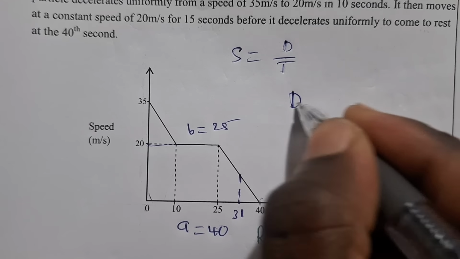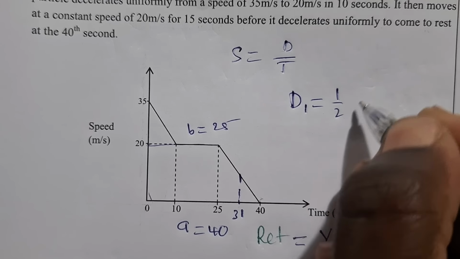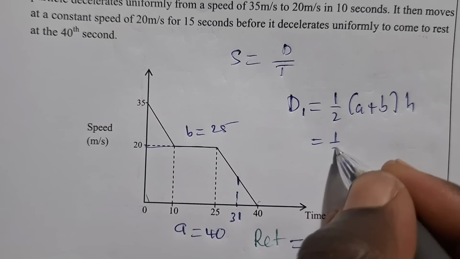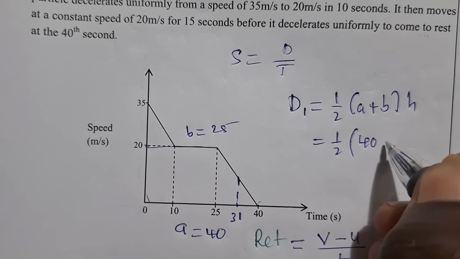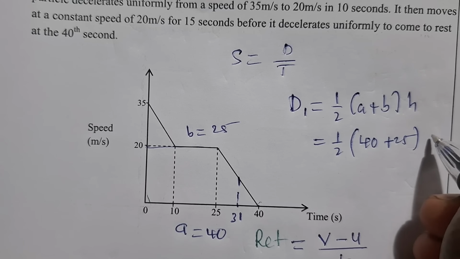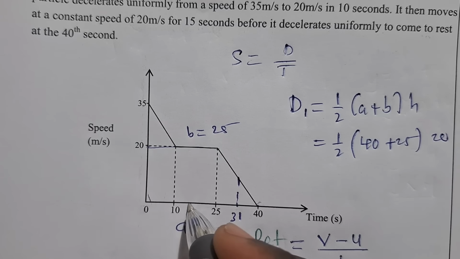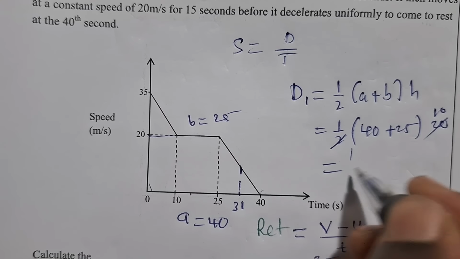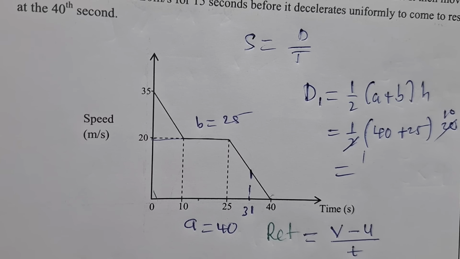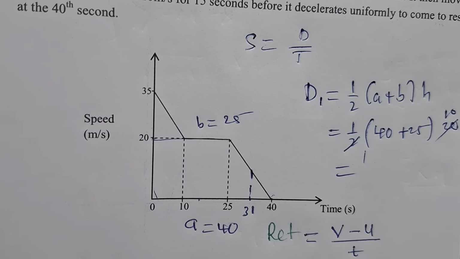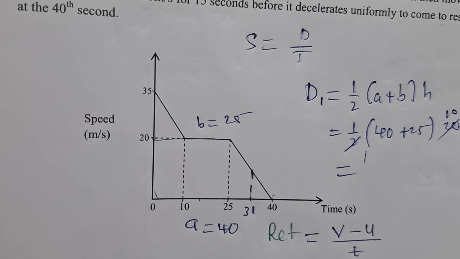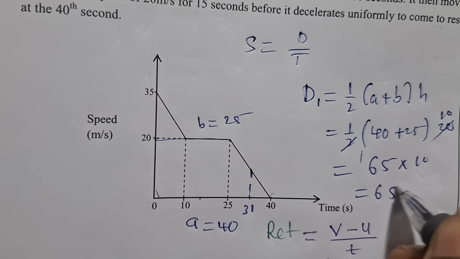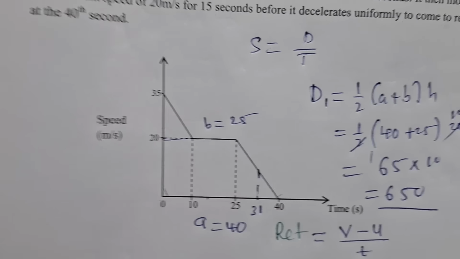So we shall say distance 1 is equal to 1 over 2, A plus B, times H. So 1 over 2, our A is 40 plus 25, and then our H will be equal to 20. The distance from here to here is 20. So this, and it's 1 here it's a 10. We add them, 40 plus 25, we're getting a 65. So this is 65 times 10. We're getting 650. So distance 1 is 650.